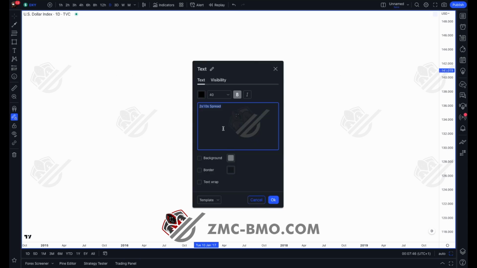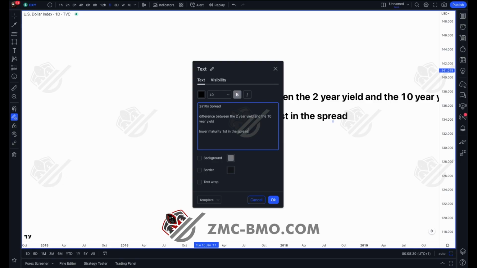So I'll just put some notes, and of course you can screenshot that if you wish to. The 2-10 spread is literally the difference in yield. You can also do 2s30s, 2s5s, 5s10s, 10s30s. But what you tend to want to do is have the lower maturity first. So you could have 1s2s, the difference between the 1 maturity and the 2 maturity. The lower maturity has more importance in a way. So 2s10s is the difference between the 2-year yield and the 10-year yield.